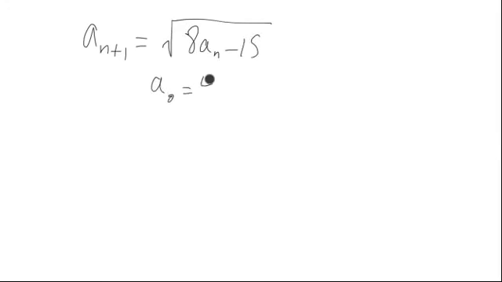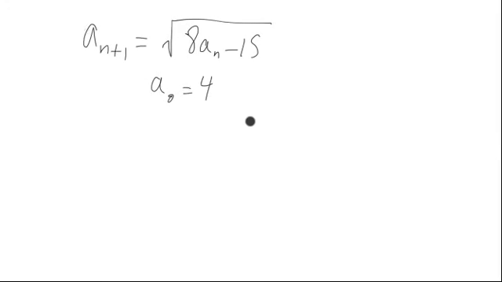Let's take a look at the sequence. a sub n plus 1 is equal to the square root of 8an minus 15 when a sub 0 is equal to 4. So that's where we're starting. And this is a recursive definition for the sequence.